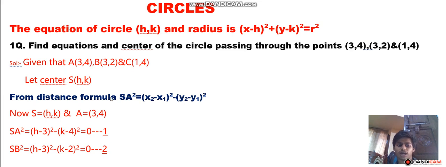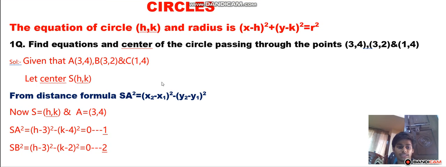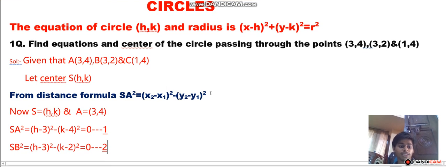What is the distance formula? SA square is equal to (x2 minus x1) whole square plus (y2 minus y1) whole square. Otherwise, we can write SA is equal to under root of (x2 minus x1) whole square plus (y2 minus y1) whole square. Now we have to find the distance between S and A, the distance between S and B, and the distance between S and C.